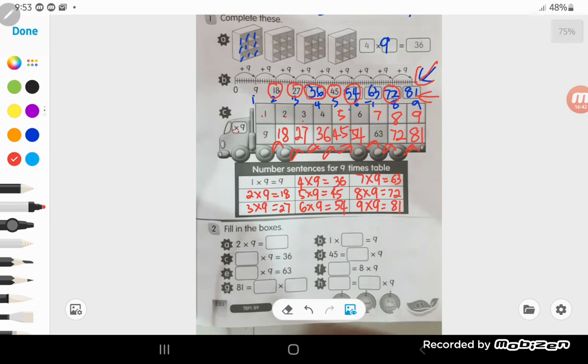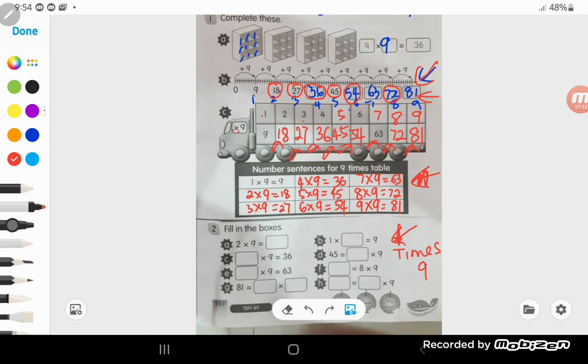Okay, like that. Now this one, fill in the boxes. This one also from times 9. You can refer your answer from here. Very easy. It is already given here. You just put your answer inside here, in each box. From here, you can choose your answer from there. Okay, I give you an example.